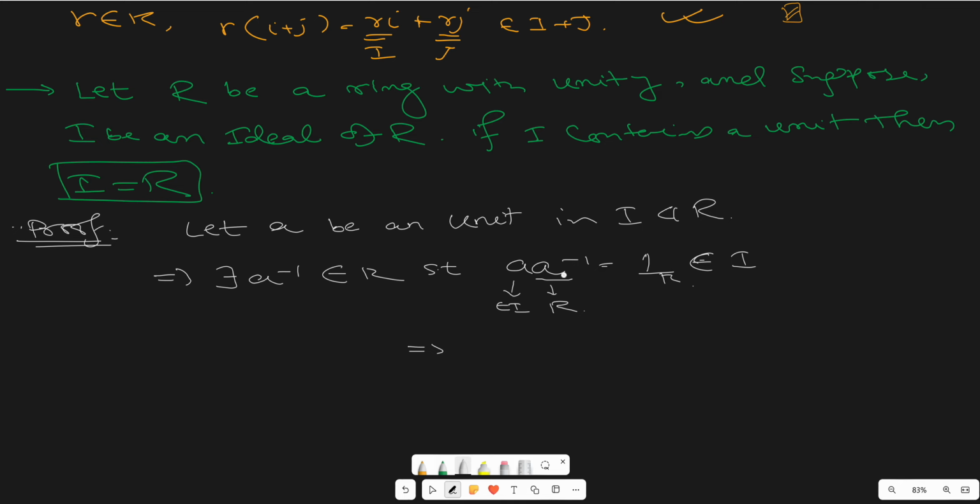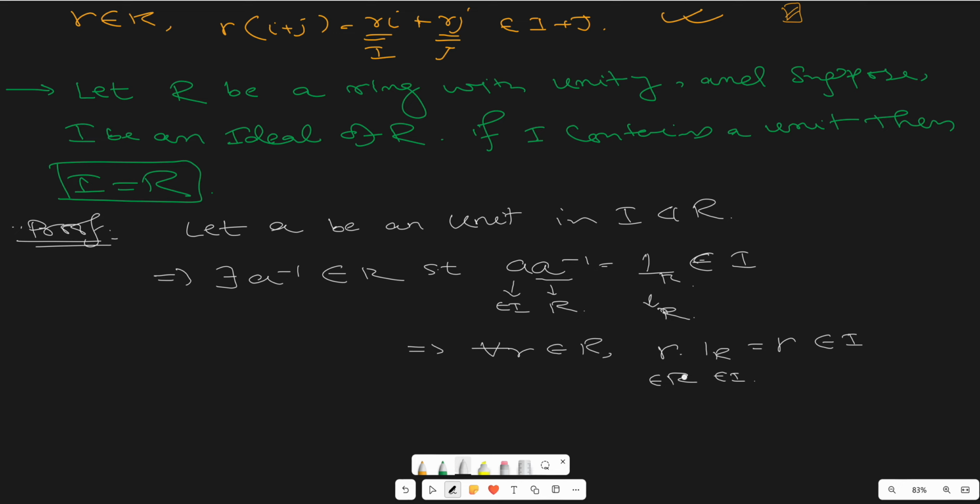Okay, so this element is inside the ring R, right? So this implies that for every R inside R, R dot 1R, which is inside I, where this R is inside R, and this 1R is inside I, right? So this implies that this I is R, right?